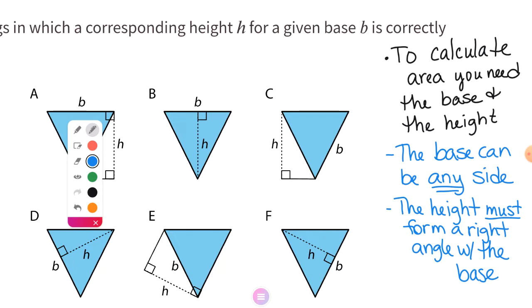Do you have to have an index card? No. Any piece of paper would work because unless you ripped it, all 4 corners are right angles. So this is a very useful tool when you're picking out bases and heights in any shape, not just triangles, but we're going to use it today.